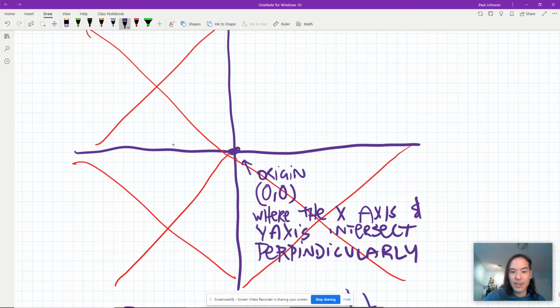All right, so this is the star definition. A lot of times I've seen that on a STAR test before. It was like, the origin is where the blank and the blank intersect perpendicularly, and you have to say x-axis and y-axis. So this is your origin, 0, 0.